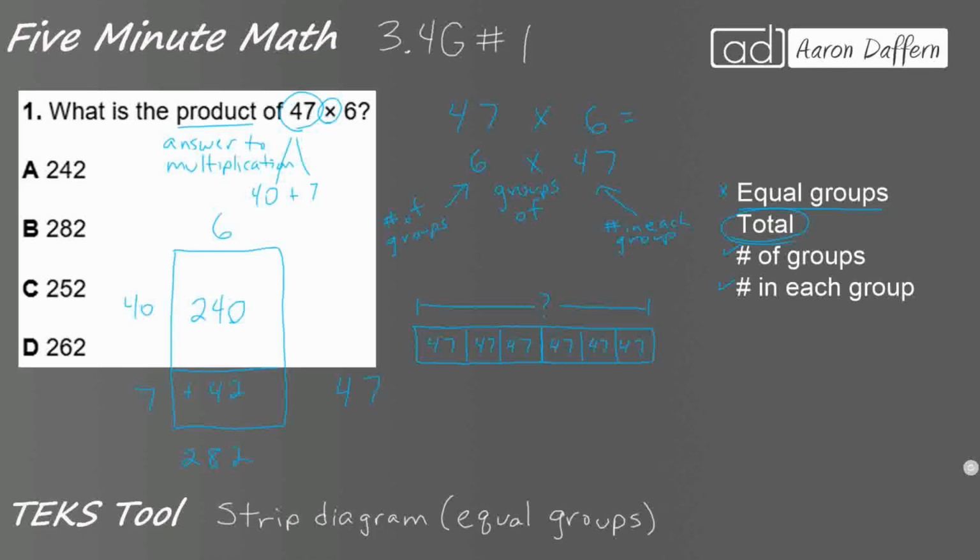We can also do the same thing here. If we didn't want to use the standard algorithm, we could do 7 times 6 is 42. 6 times 4 tens is 24 tens. You notice we get the same thing here. So either way you look at it, we can also do our standard algorithm, right? That's going to be 42. We're going to carry that 4. 6 times 4 is 24. Add the 4, 28. So that is our answer, B.